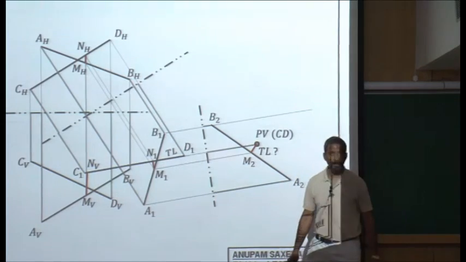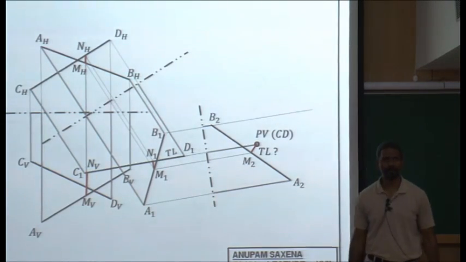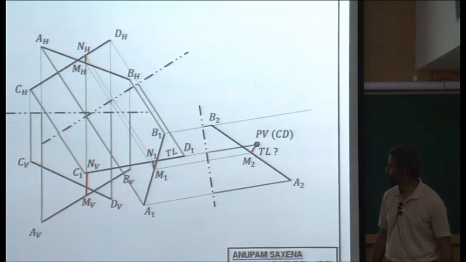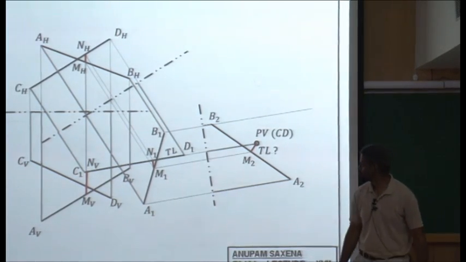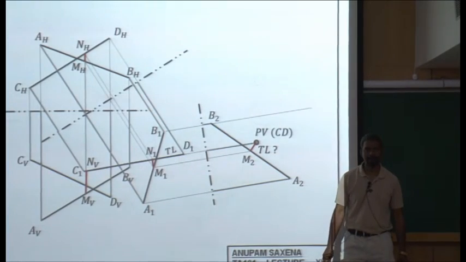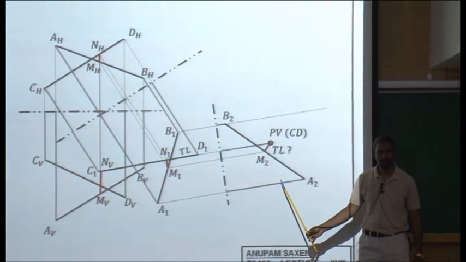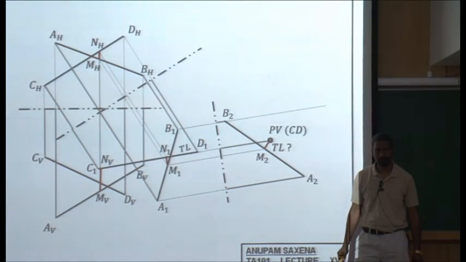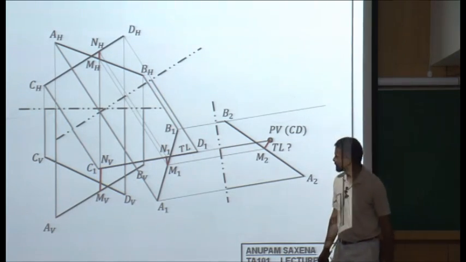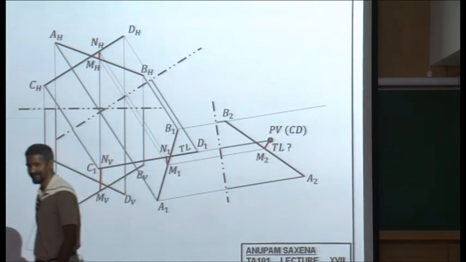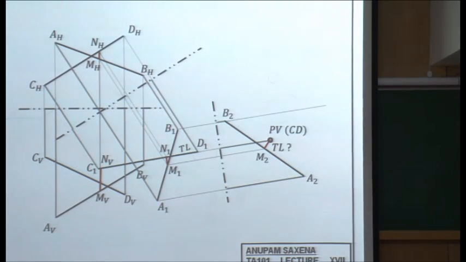So here you are saying that because C1 D1 is in true length, the shortest distance line is perpendicular to true length line C1 D1. Okay. But in that plane, the second auxiliary plane, that shortest distance is definitely perpendicular to the point view of CD. But how do you now say that it should also be perpendicular to A2 D2? Because that is not in true length. This is what I'm saying.